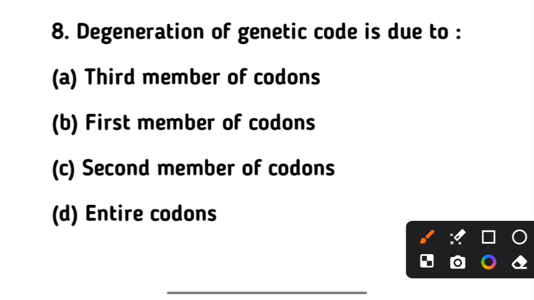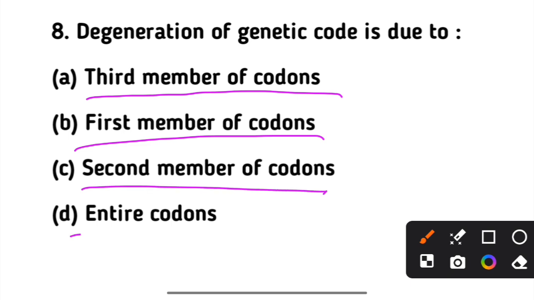Next. Degeneration of genetic code is due to third member of codons, first member of codons, second member of codons, entire codons. Option A is correct. Degeneration of genetic code is due to third member of codons.